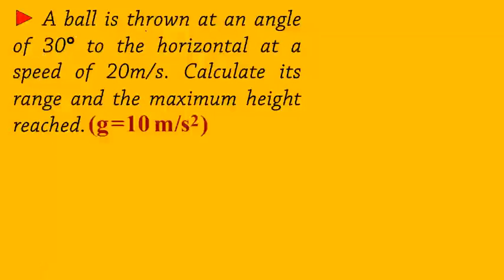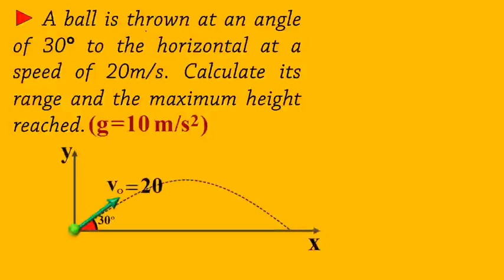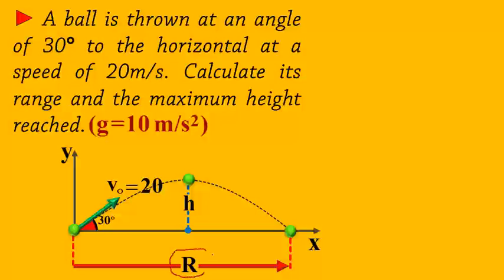A ball is thrown at an angle of 30 degrees to the horizontal at a speed of 20 meters per second. Calculate its range and the maximum height reached. Range is the total displacement in horizontal direction, and h is measured from the top to the ground.